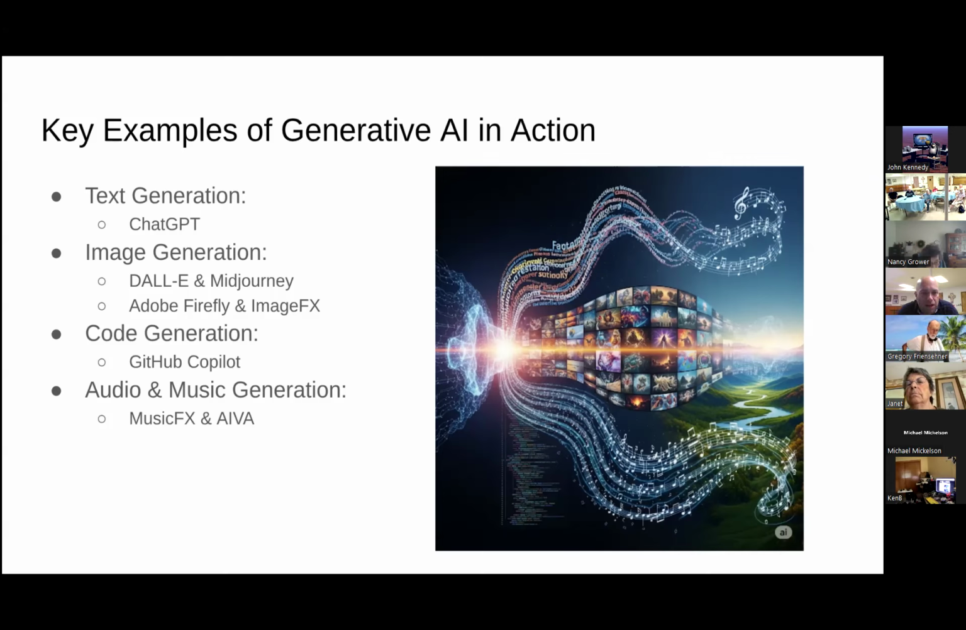AI is your co-pilot for code generation example. That's a big one. GitHub Copilot is a tool created by Microsoft. It's also based on OpenAI. It's an AI pair programmer that lives in your software development environment, and it suggests lines of code, entire functions, and corrections as you're typing.